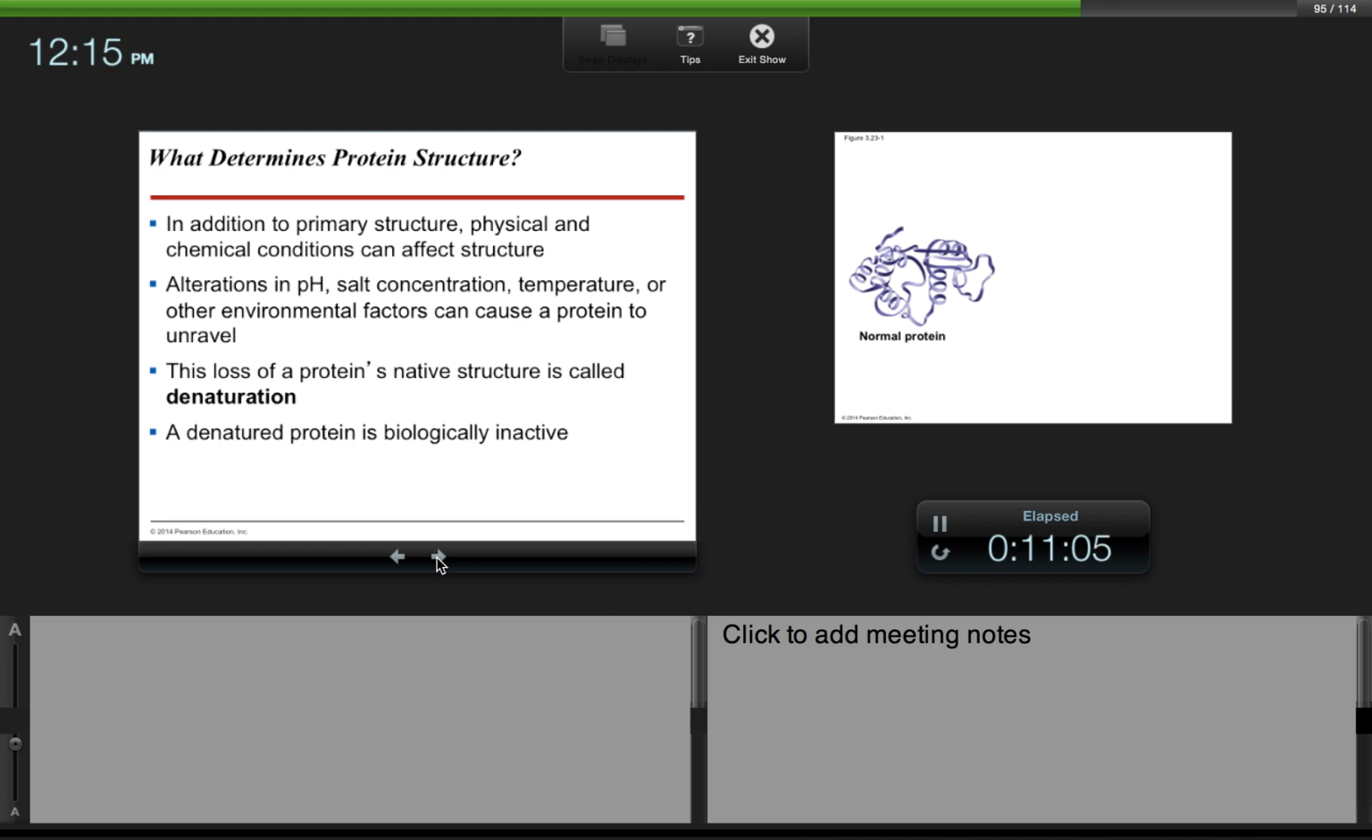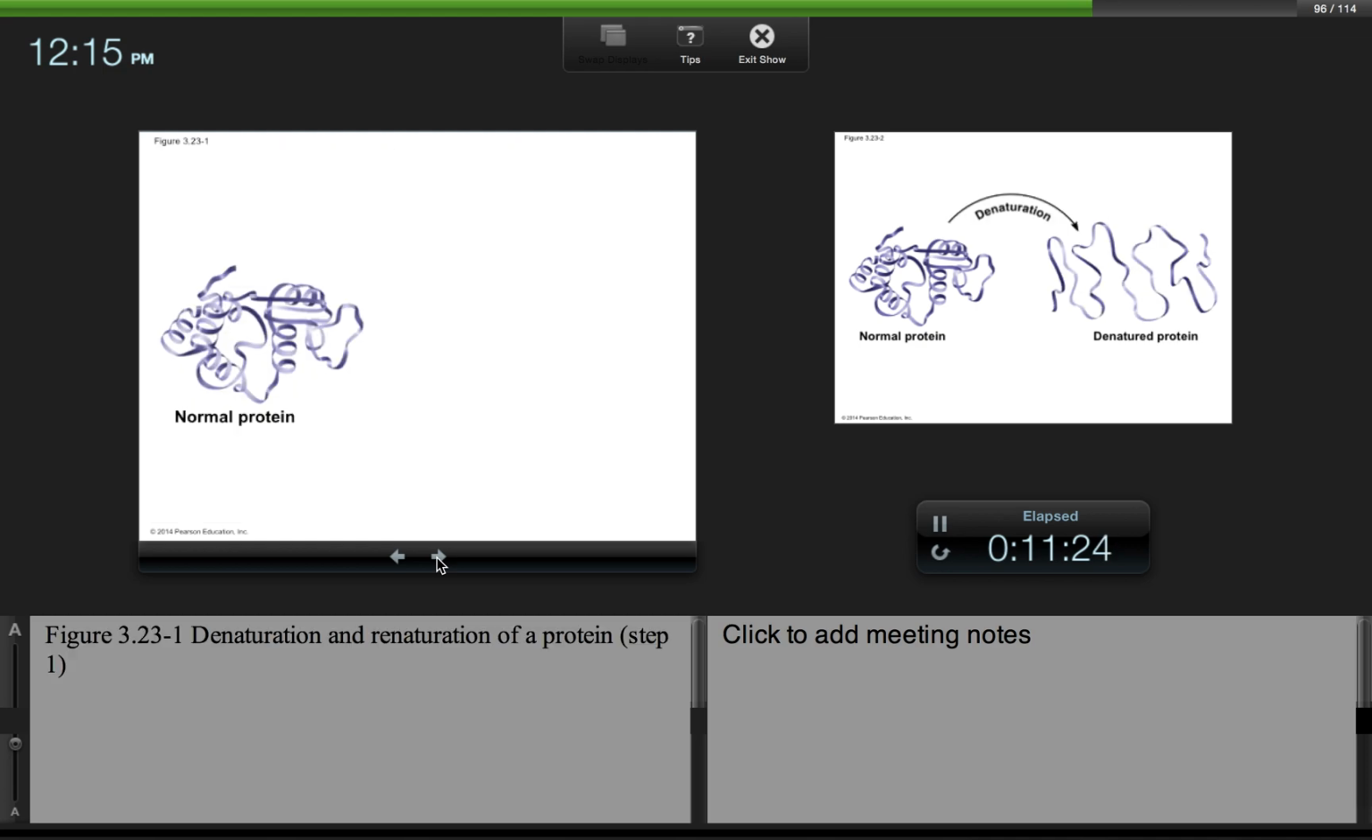In addition to primary structure, physical and chemical conditions can affect structure. Alterations in pH, salt concentration, temperature, or other environmental factors can cause a protein to unravel. This loss of a protein's native structure is called denaturation. A denatured protein is biologically inactive. Okay, so here's the normal protein structure.